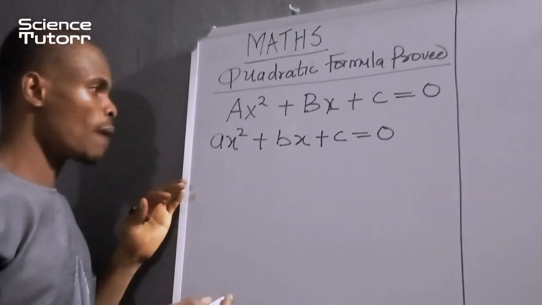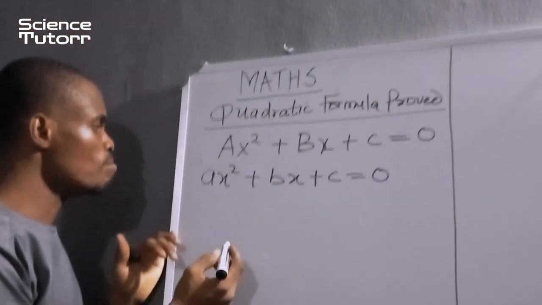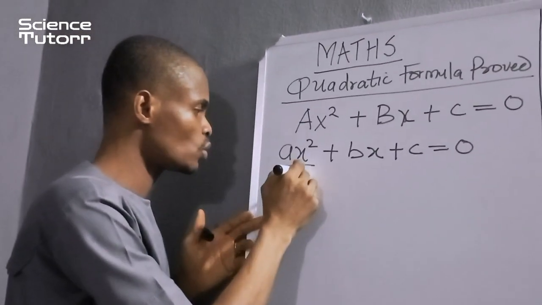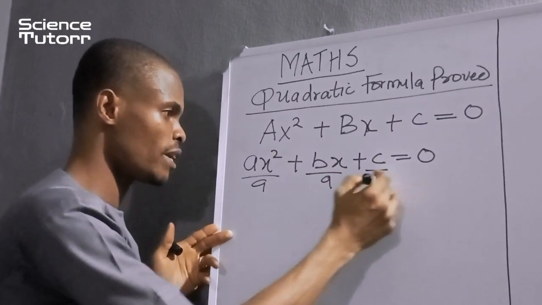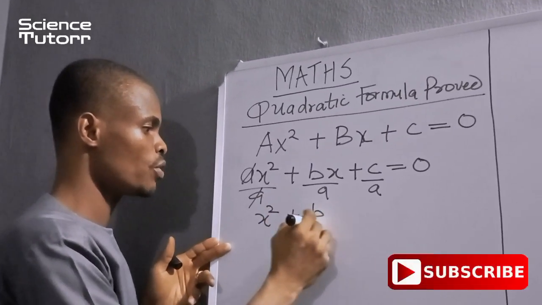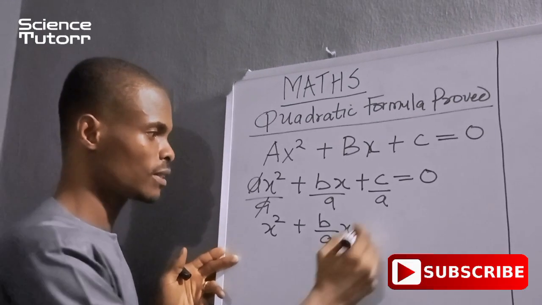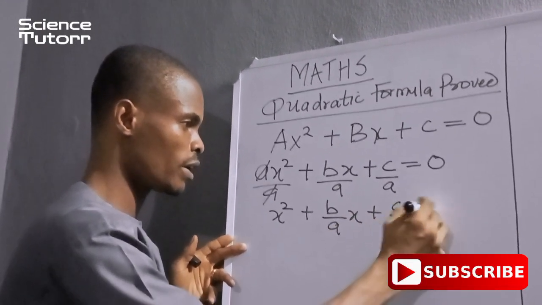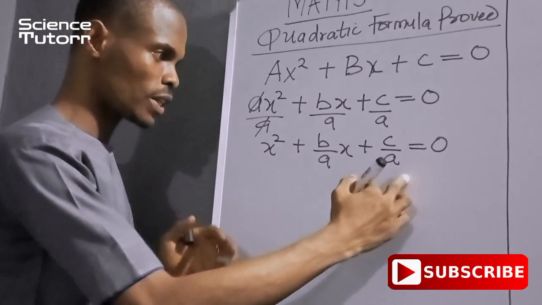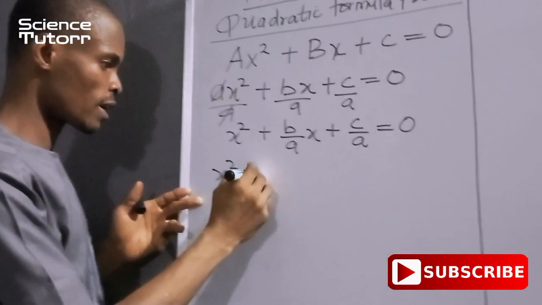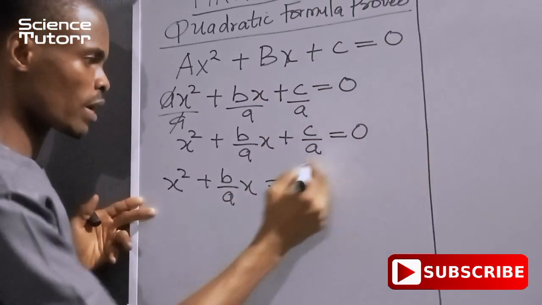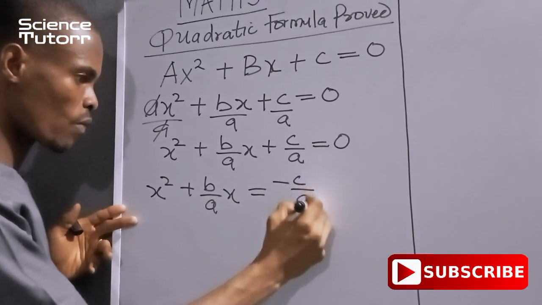Step 1, I'm going to make the coefficient of x squared to be unity. What does it mean? Dividing through by a, by a, by a. So this cancels, I'm left with x squared plus b over a x plus c over a equals 0. Step 2, I'll move the constant term to the right. So I'm going to get x squared plus b over a x equal to c over a, which comes over and becomes minus c over a.